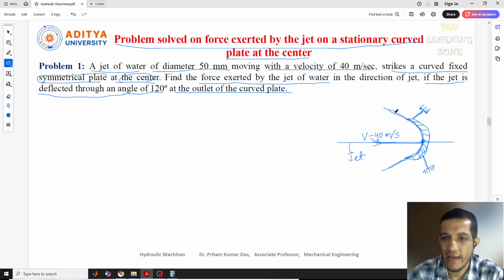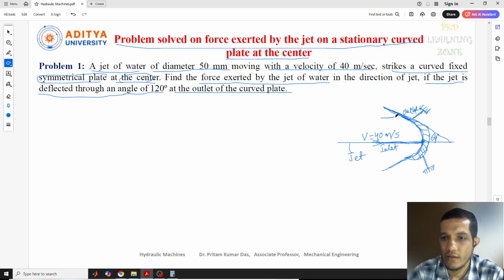So if you measure the angle of this jet leaving the plate with respect to the jet direction, you can get an angle. Suppose, let me draw, okay, this is the diagram. Now we can see the jet of water and the plate through which the water is coming out. This is the inlet, and this is the outlet from the plate. If you measure this angle, it is nothing but theta.